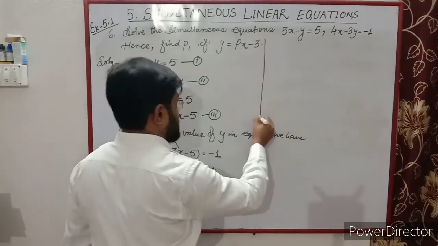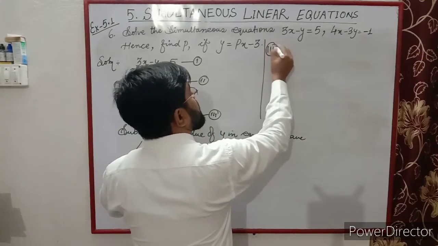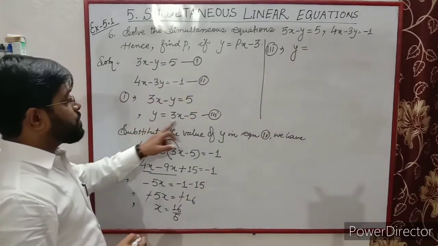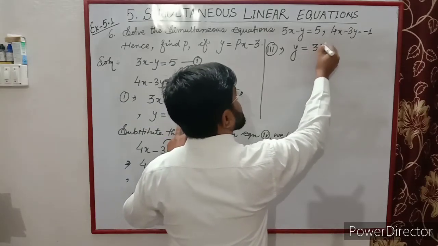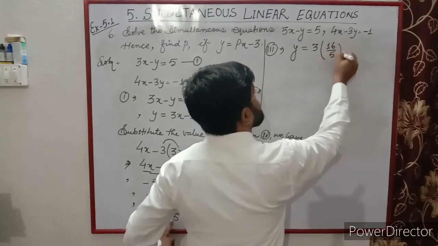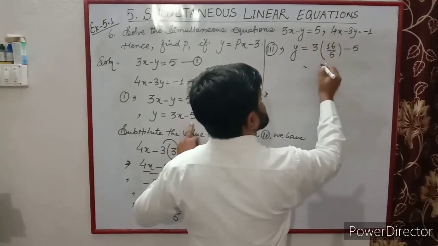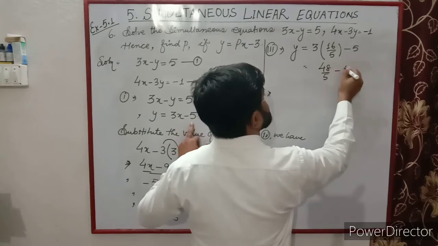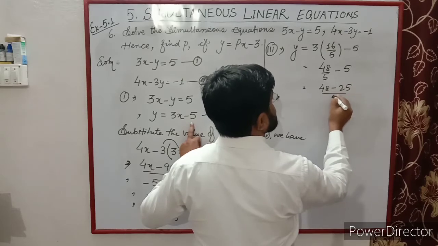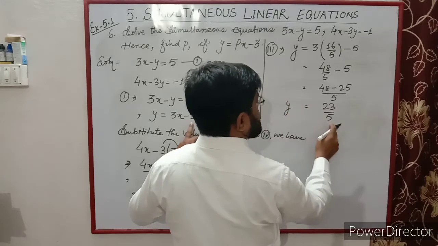Now the value of x in equation third. Third implies that y is equal to, substitute the value of x in equation third. So y is equal to 3 times the value of x, which is 16 by 5, minus 5. Now multiplication, so 3 into 16 we have 48 by 5 minus 5. So 48 minus 25 by 5. So we have 23 by 5. So the value of y is 23 by 5.